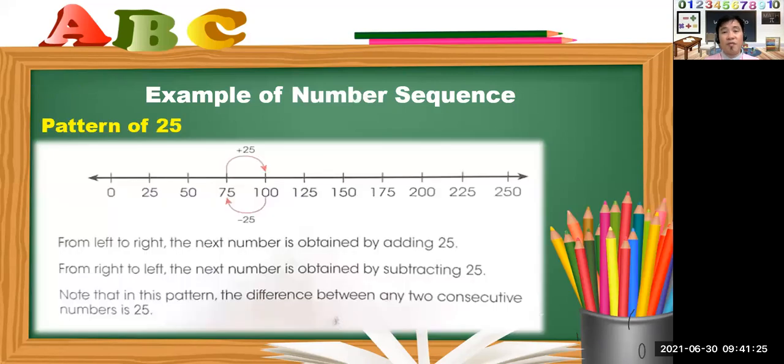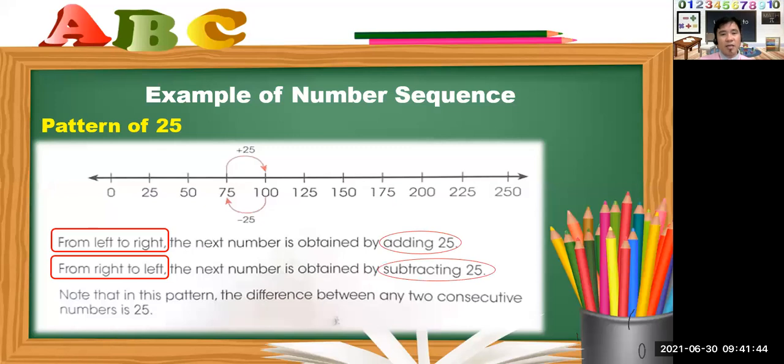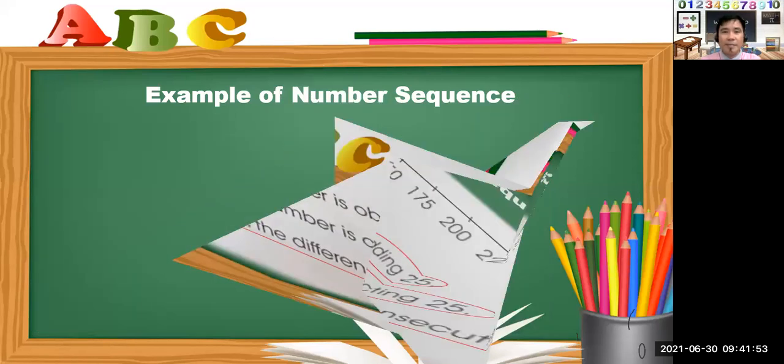Okay, this one is the pattern of 25. That means plus 25 or minus 25. So 75 plus 25 becomes 100, and 100 minus 25 becomes 75. So this is plus and minus only. If the number is increasing, you have to add, you have to plus. If the number is decreasing, you have to minus or subtract.